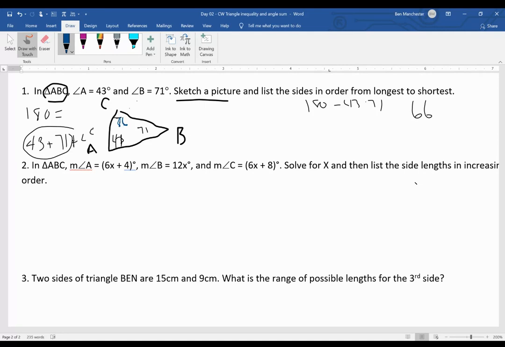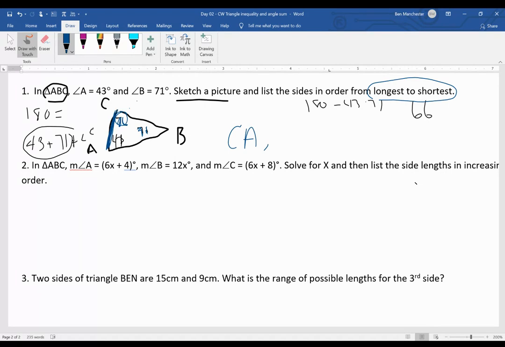Okay, so now that we know all those angle measures, well, that says 66. My writing utensil is not so sharp. So now that we know that, we can list the sides from longest to shortest. The longest side is across from the largest angle. So this one is 71 degrees, which means the side opposite is the largest side. So CA is the longest side.